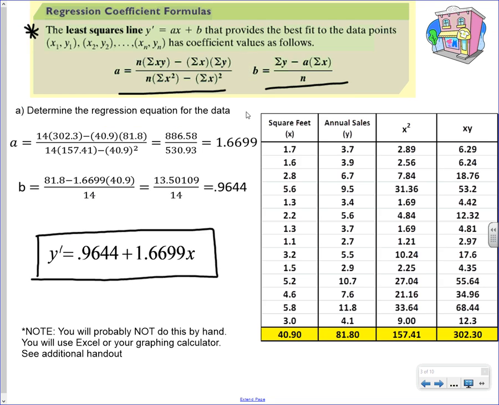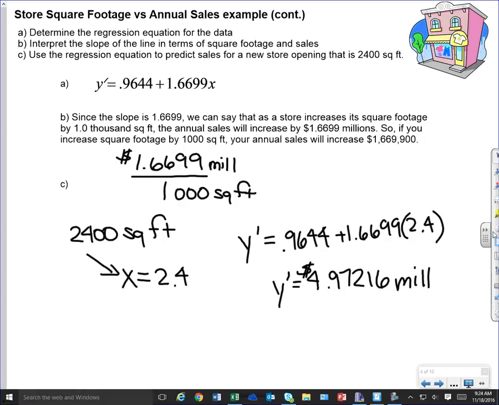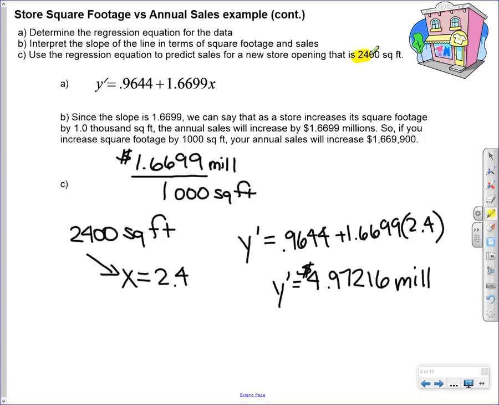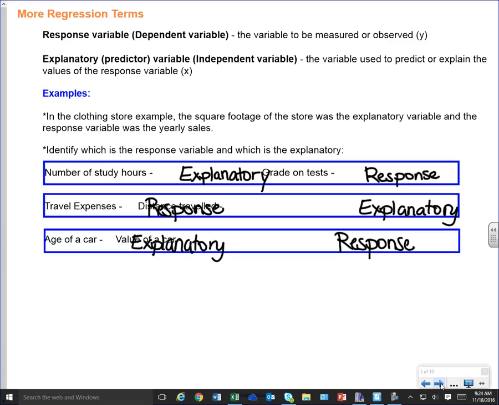All right, so getting back to this, we talked about slope a little bit, and I think we did that back in chapter 8. Then we also looked at figuring out how to predict sales for a new store opening. The only thing that was a little tricky is making sure that you plug in 2.4 for the 2,400 square feet, because we're talking about thousands of square feet in this example. That's why I used the 2.4. We plug that in, so we can use our regression equation to predict what's going to happen in the future.